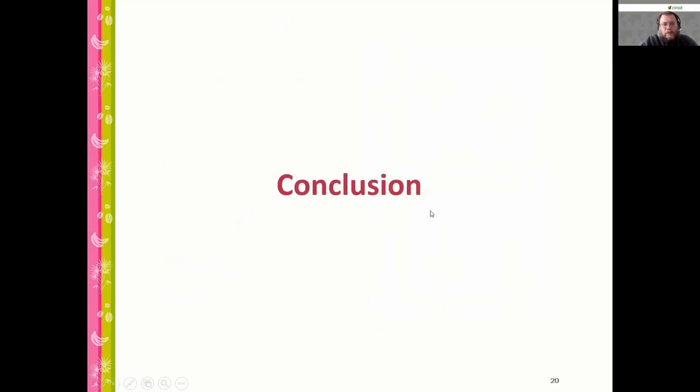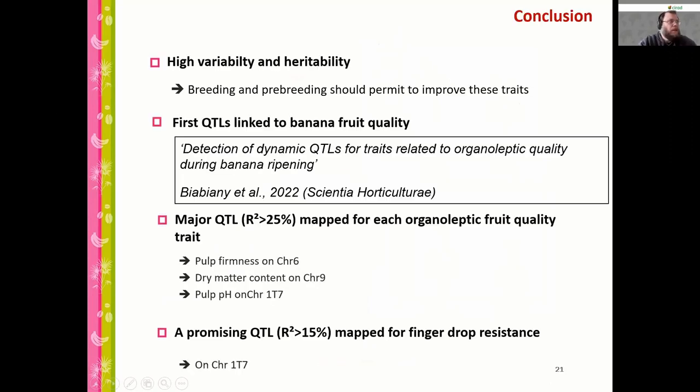Okay, so now to conclude and summarize all these results. We have obtained high variability and heritability for all the traits. So these traits are good candidates to be worked on in breeding programs. Breeding and pre-breeding should permit improving these traits. We have mapped the first QTLs linked to banana fruit quality. And if you're interested, you can find more details in the paper that was published in Scientia Horticulturae.